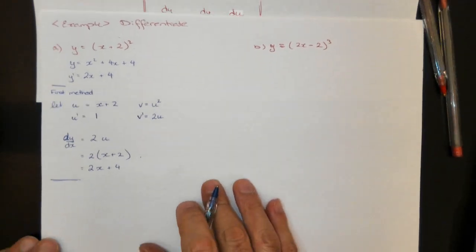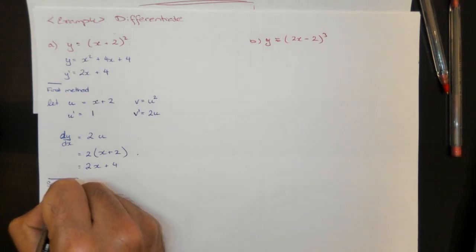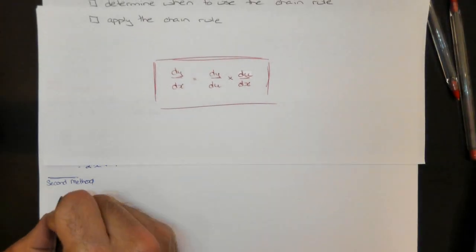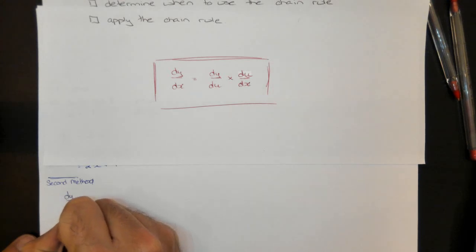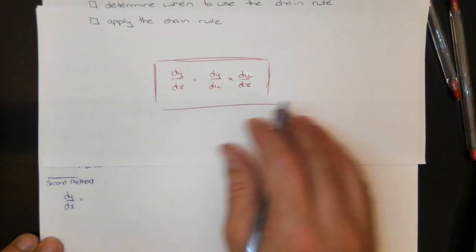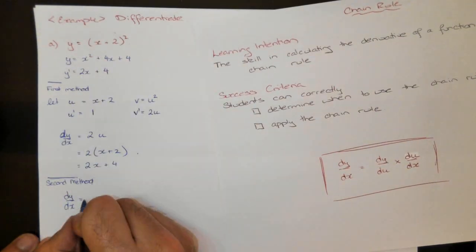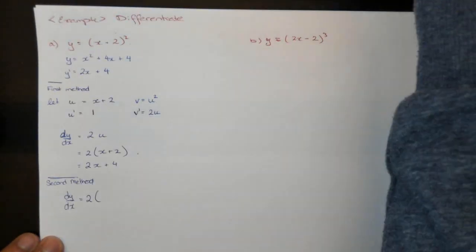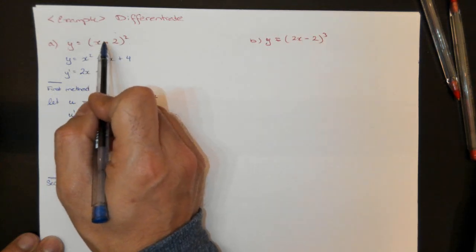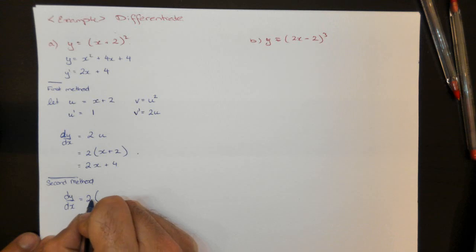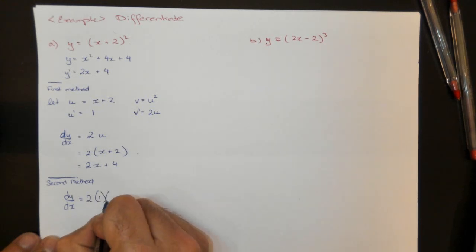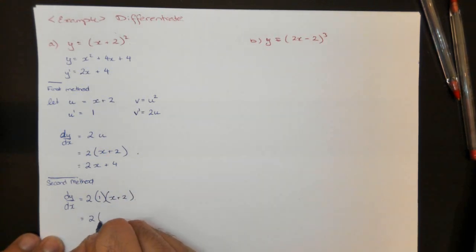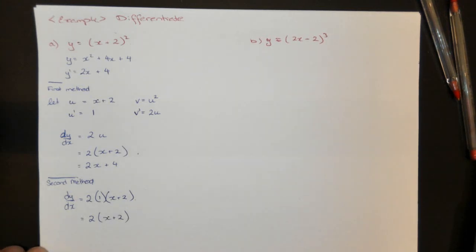The other method, the second method, is saying, well, dy over dx is dy over du, so bring the power down. And we're going to multiply it by du over dx, multiplying by the derivative of what's inside. And that's just going to be 1. We're going to multiply that by 1, and we're going to keep whatever u is. So it's going to be 2 lots of x plus 2. And that's the second method.